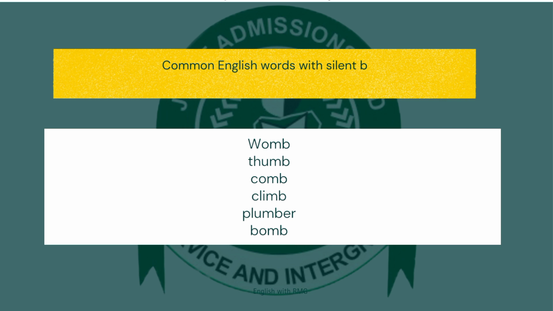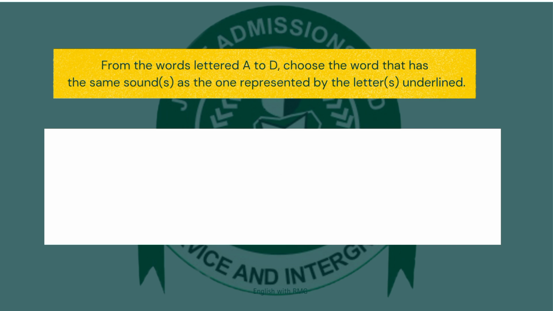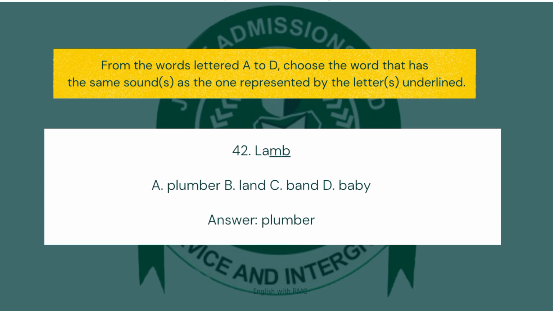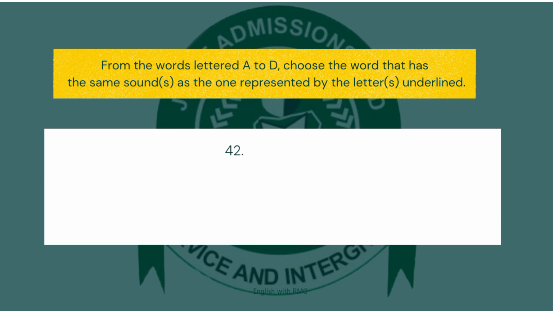I hope you understand. The B in these words is completely silent. So now back to our word. This word is pronounced as what? Lamb. The B is silent. So the only word that also has M with a silent B is what? Plumber. So our answer is plumber. Now, question 42. I don't want to pronounce the words because I would have given you the clue.